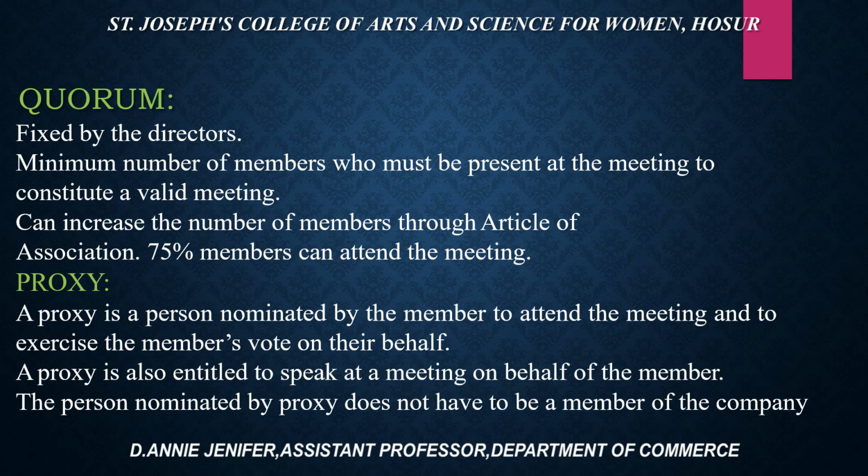Quorum. What is quorum? Fixed by directors. The minimum number of members who must be present at the meeting to constitute a valid meeting. The number of members can be increased through the articles of association. 75% of members can attend the meeting.